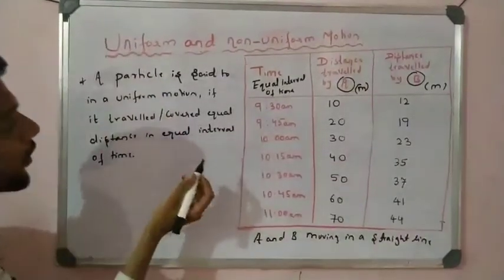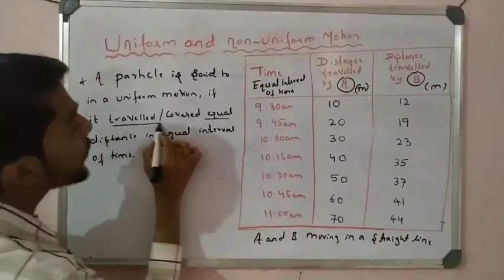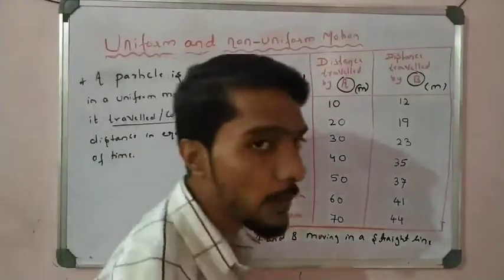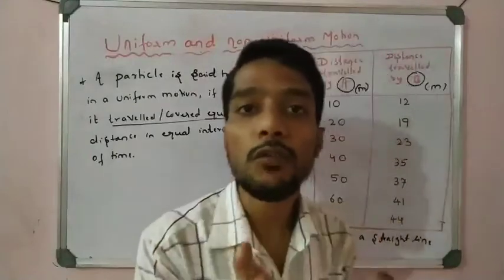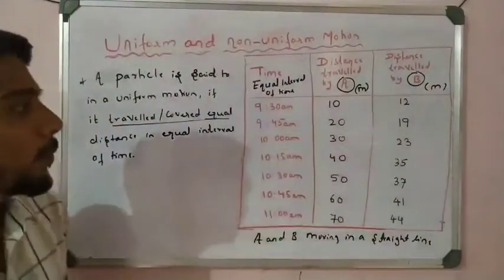See, what is uniform? Why uniform? Because of equal distance travel. That is what uniform means, right? If equal distance is traveled, that is called uniform, same, right? So that is uniform motion, right?